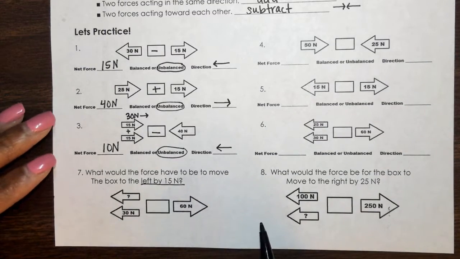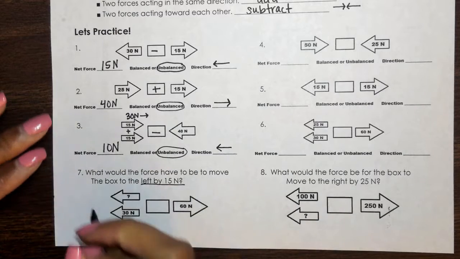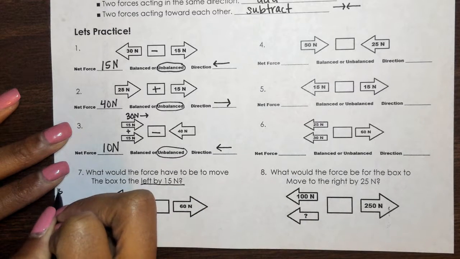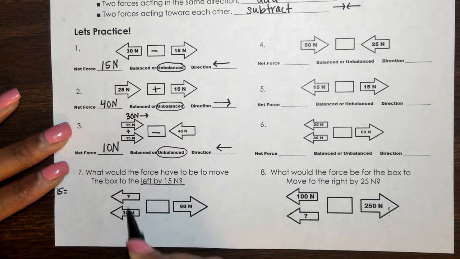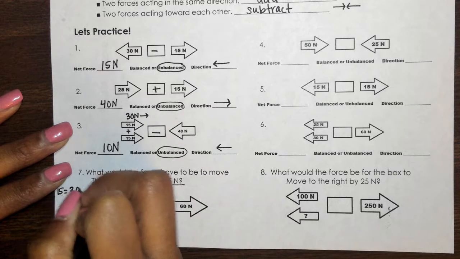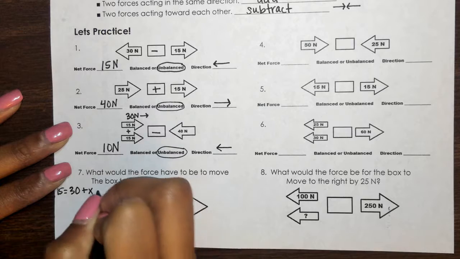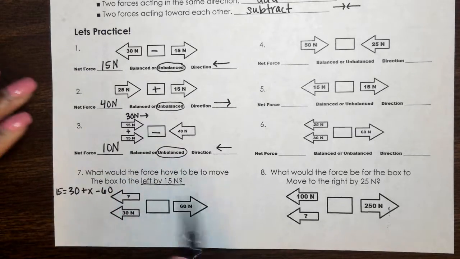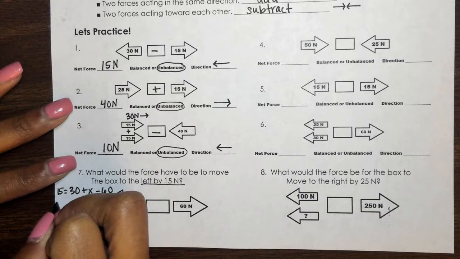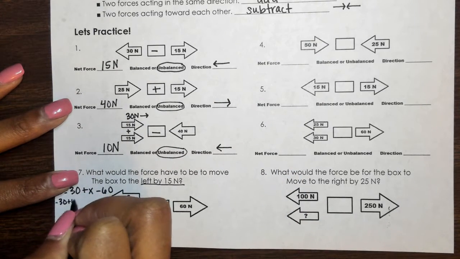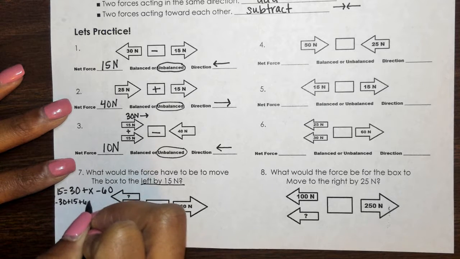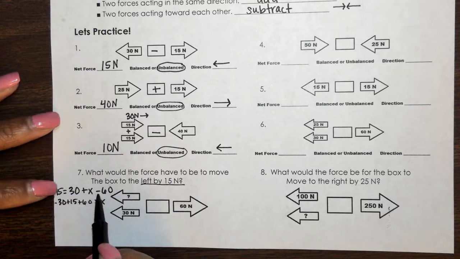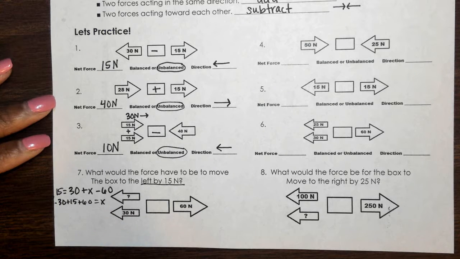So what I'm first going to do is that I know I want the net force to equal 15. So 15 is equal to whatever these two are minus 60. So 30 plus whatever x is minus 60. And then I'm just going to get all of my numbers on one side, just like math. So this becomes negative 30 plus 15 plus 60 equals x, because I moved these two on the other side of the equal sign.